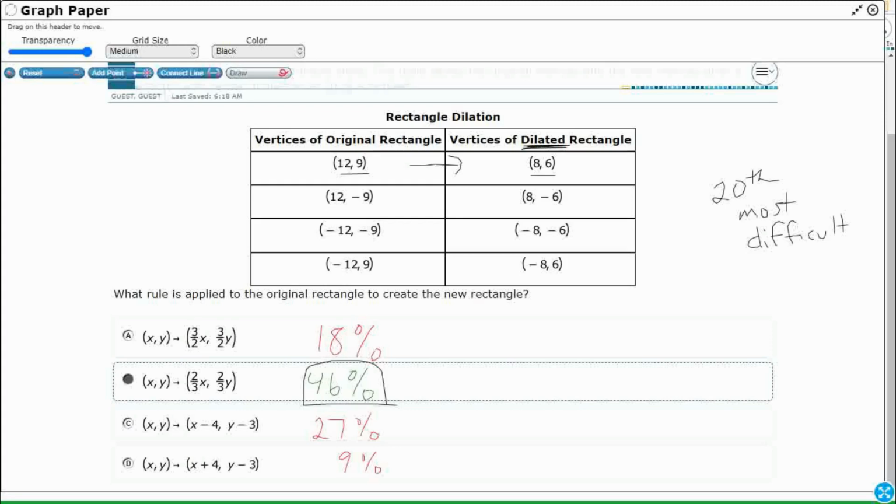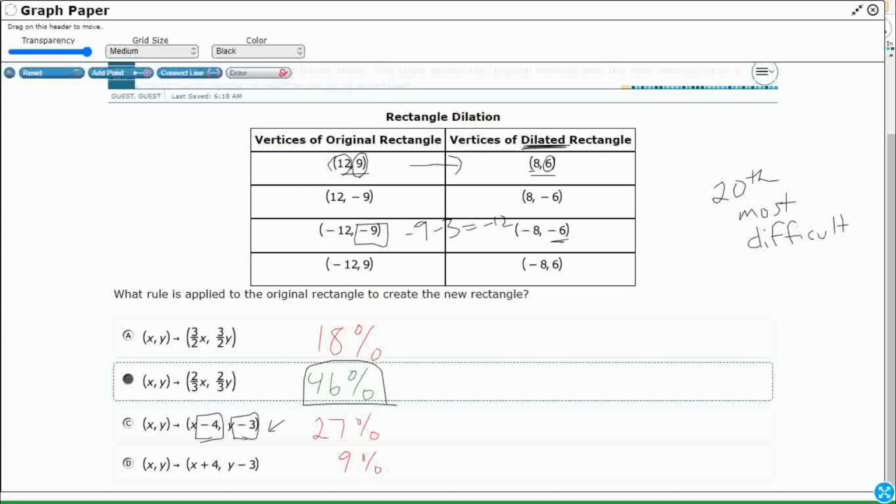Now you notice that the most incorrect answer was this C, so at least students were trying to make this a little bit smaller, like 12 minus 4 gets you 8, 9 minus 3 gets you 6. I get that, but it doesn't work for this one right here. -9 minus 3 would actually equal -12, so it doesn't even work when you're dealing with negatives. And also this would be a slide.